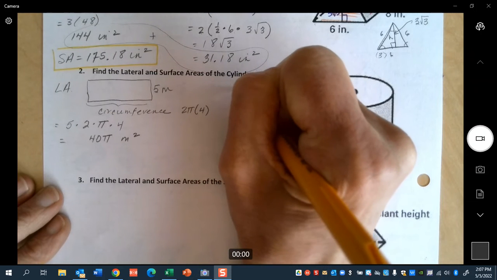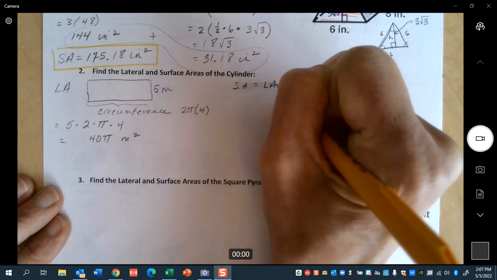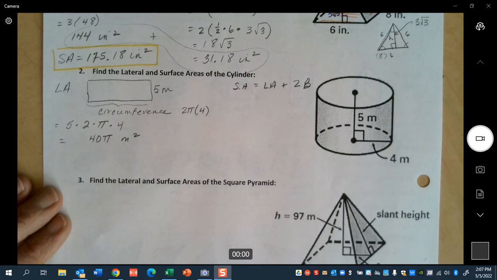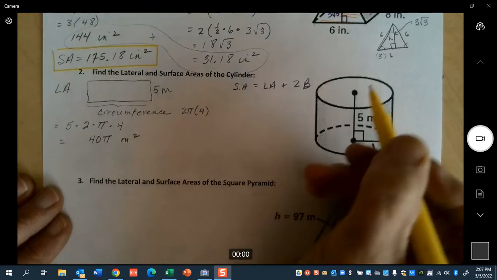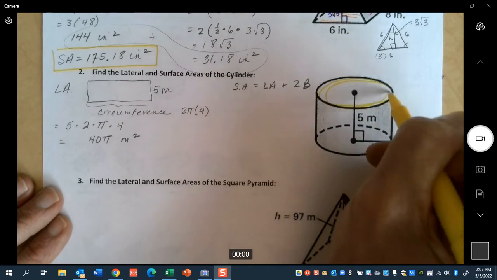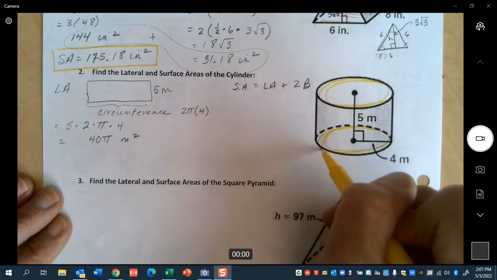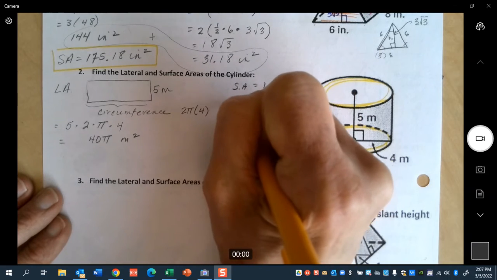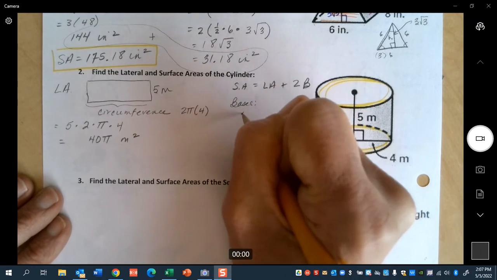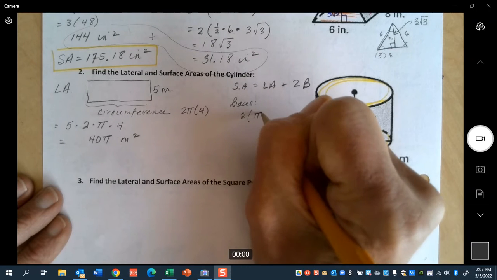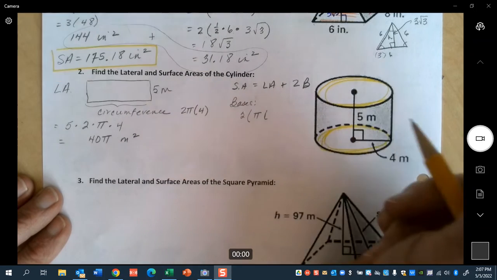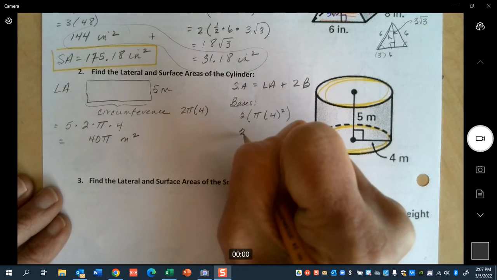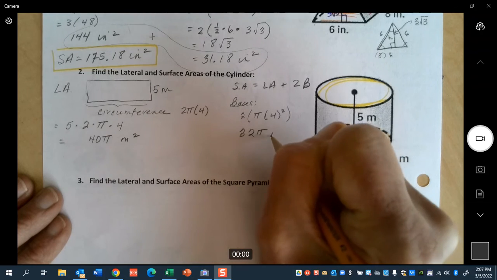When I want to find my surface area, I know that's my lateral area plus my 2 bases. My bases are circles. Here they are. Here's one here, and here's one here. And I have a radius of 4, so I know my bases are 2 times pi times r, which is 4 squared. So that sounds like 32 pi square meters.